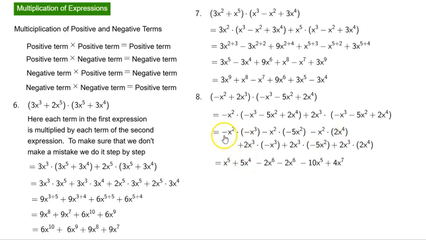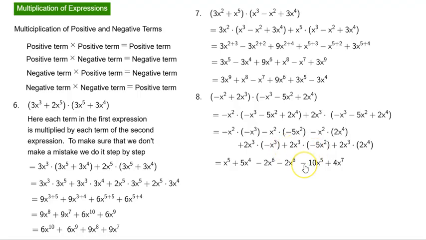Okay, so now simplifying it, we get minus x square times minus x cube. Minus times minus is plus. X to the power of 3 plus 2 is 5. Again, minus times minus is plus. 5x to the power of 2 plus 2, that is 4. Minus 1 times 2, that is minus 2. X to the power of 2 plus 4, that is 6. Plus times minus is minus. So minus 2x to the power of 3 plus 3, that is 6. 2 minus 2x to the power of 6.